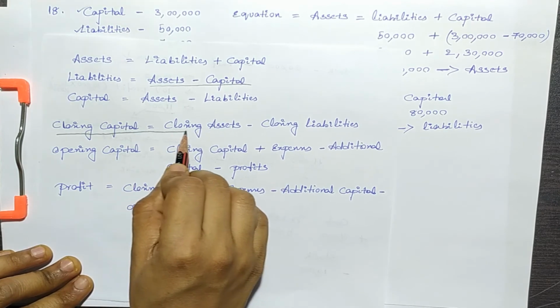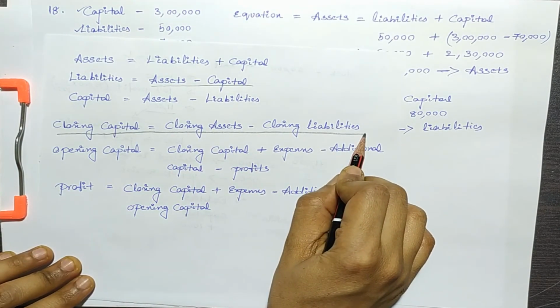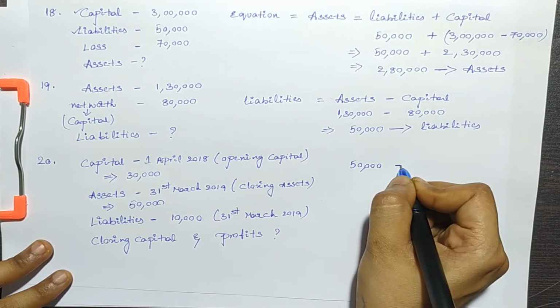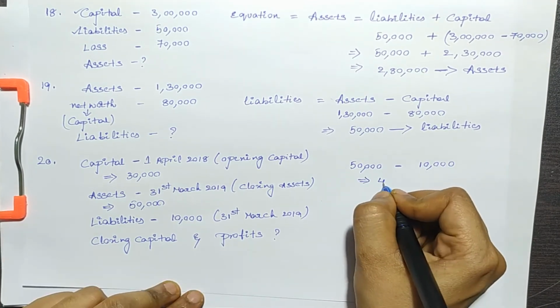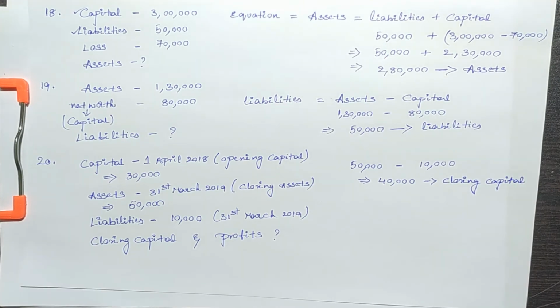They are asking us to find out closing capital and profits. The formula to find out closing capital is closing assets minus closing liabilities. In the problem, they have given assets and liabilities balances as on 31st March 2019. That means these are closing balances. So to find out closing capital, we will deduct liabilities from assets. That is 50,000 minus 10,000, which comes to 40,000. So closing capital is 40,000.